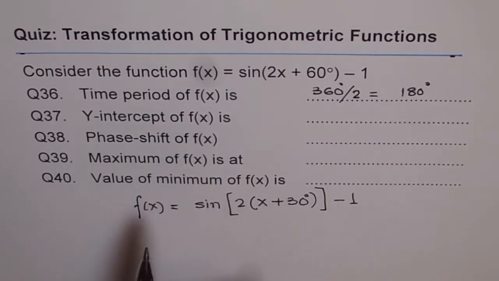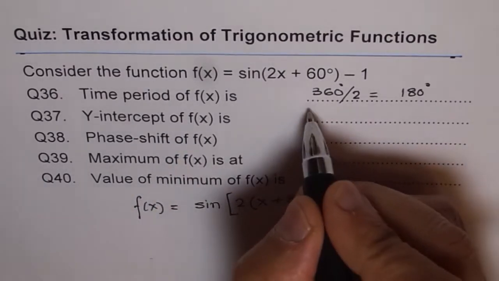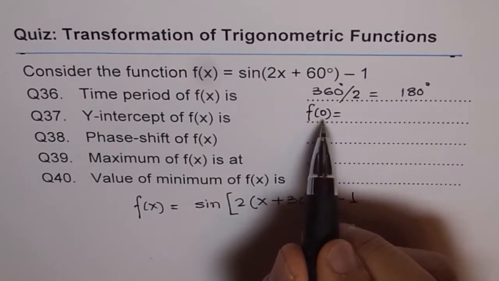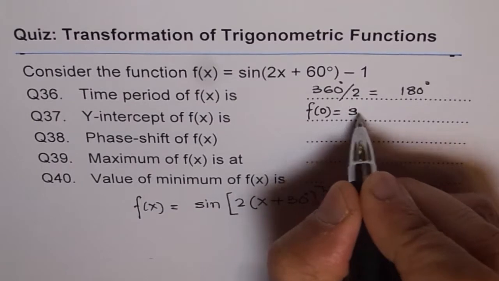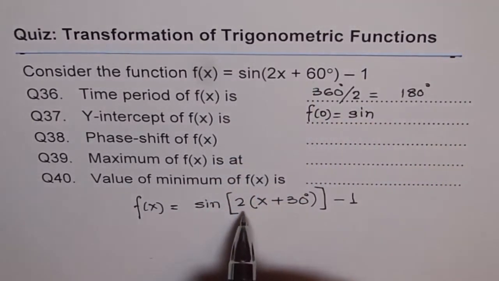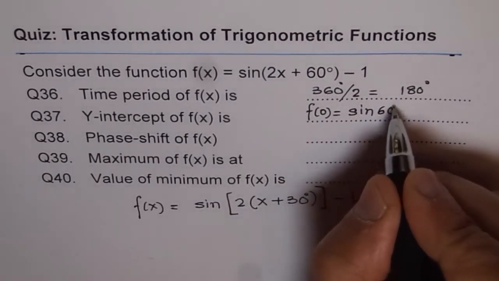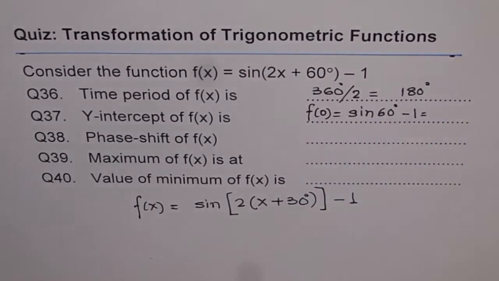Y-intercept of f of x. Y-intercept is the value of the function at 0, so basically it is f of 0. The best thing is to just plug in 0 in your equation and find the value. So f of 0 here is sine of 2x, which is 0, you're left with 60 degrees. Even if you do it here, x is 0, 2 times 30 is 60 degrees. So from your equation, you get the same result, sine 60 degrees minus 1. You can use your calculator to find sine of 60 degrees or special triangles.